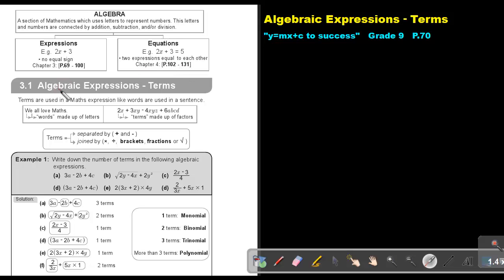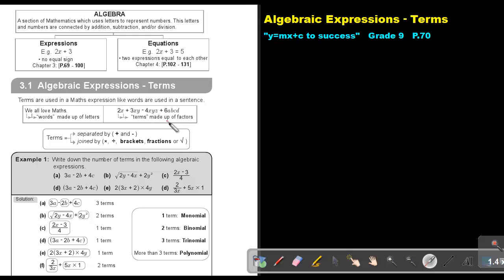Okay, now algebraic expressions terms. Terms are used in a maths expression like words are used in a sentence. So, we all love maths. How many words are there? 1, 2, 3, 4. But these words are made up of letters. If we look at this expression, how many terms are there? 1, 2, 3, 4. Why? Because terms are separated by plus and minus.